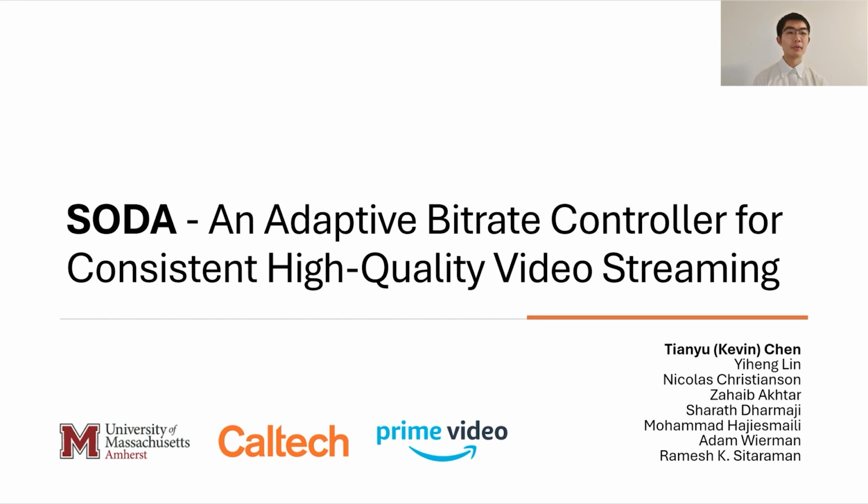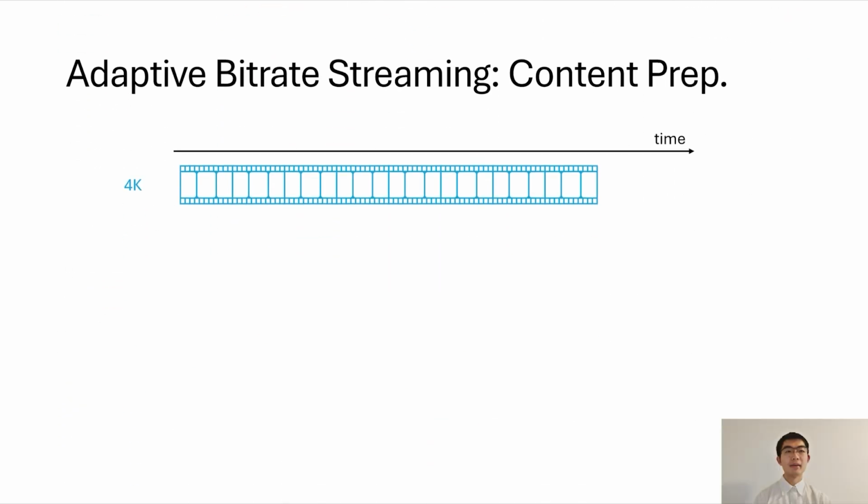an adaptive bitrate controller for consistent, high-quality video streaming. This work is the result of the collaboration between University of Massachusetts Amherst, Caltech, and Amazon Prime Video. To begin with, let me give you a brief introduction of how adaptive bitrate streaming works.